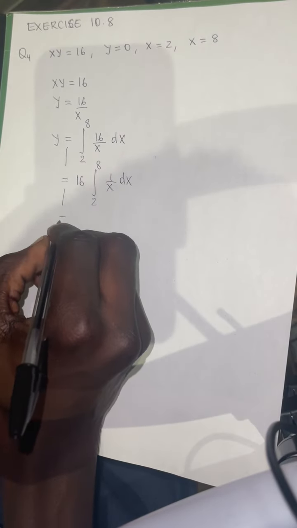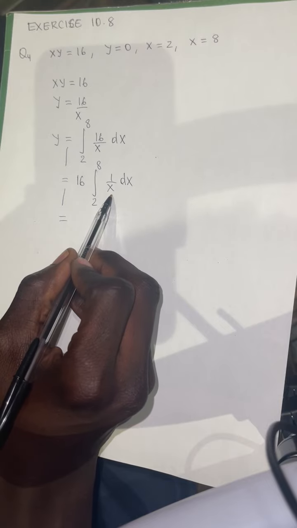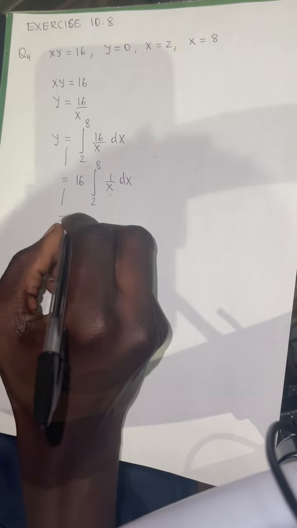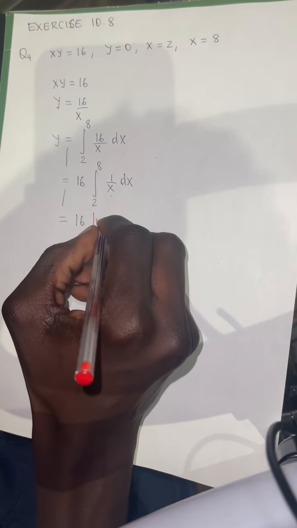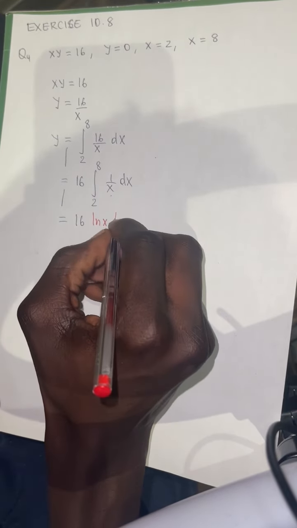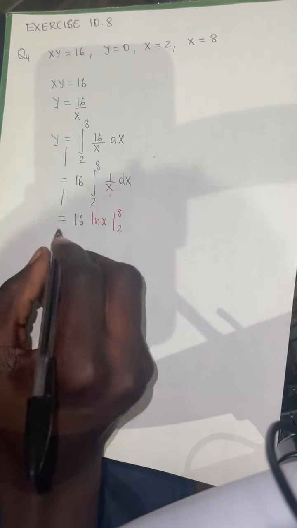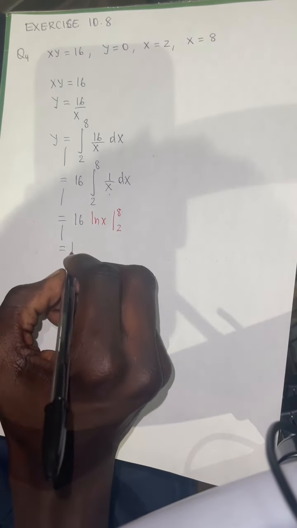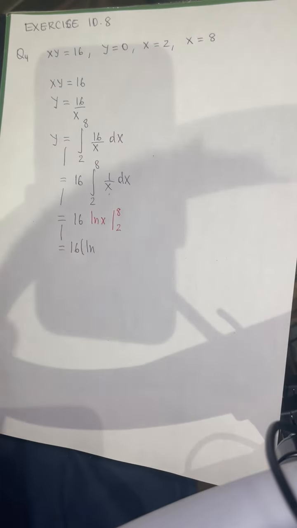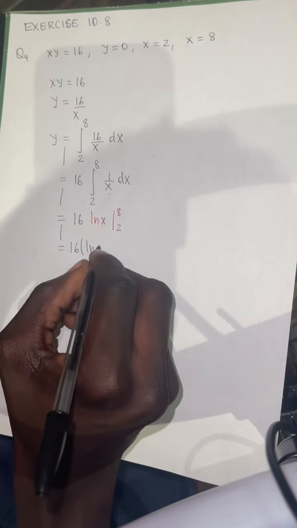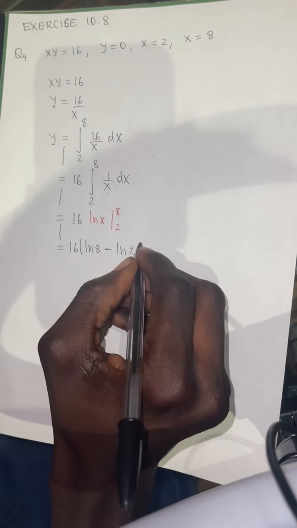So now from here, we know, what is the integration of 1 over x? The integration of 1 over x is just ln. So we're going to have 16, and then we're going to put ln of x, and the limit is going to 8 and to 2. So now from here, we're going to have 16 ln. I'm just going to factorize that 16. I'm going to plug this 8 where there is x, and I subtract again the same ln where I now put 2.